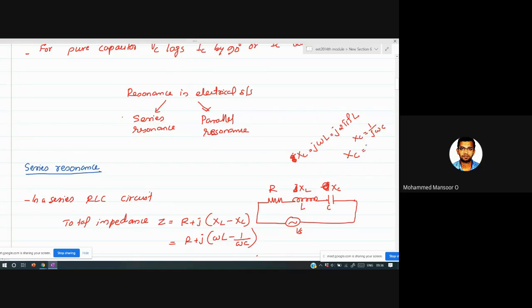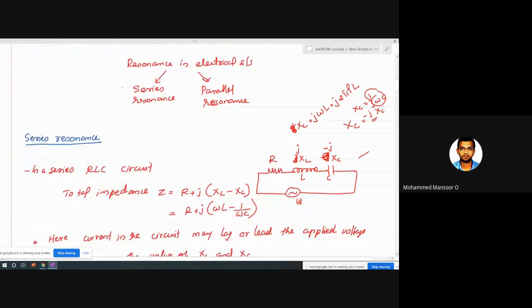So we can write this as minus j, clear, minus j. This is simply 1 by omega C for XC. So that's why we are putting plus j here and minus j here. Clear. So when we are considering the total circuit, what is the net impedance? Net impedance is equal to R plus j into XL minus XC.